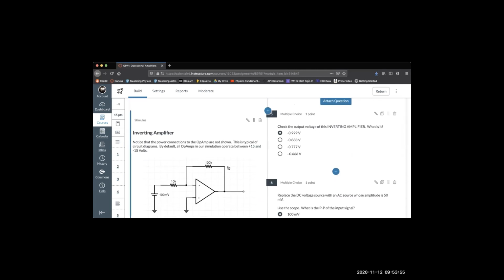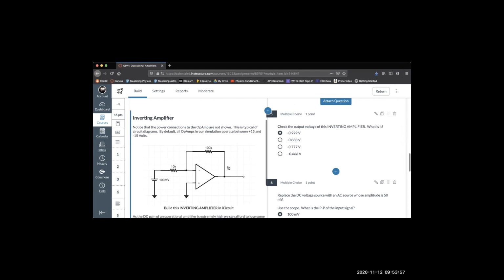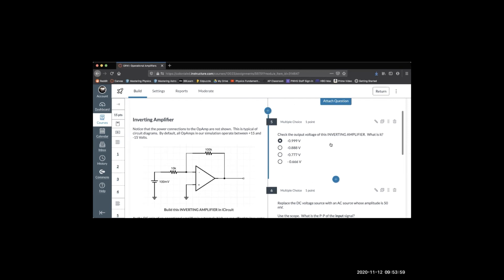An inverting amplifier is the next stimulus here, and so I move on to those things. Actually, we're expected to build this thing in the circuit simulator. So I probably should switch to the simulator to build this thing, I guess.